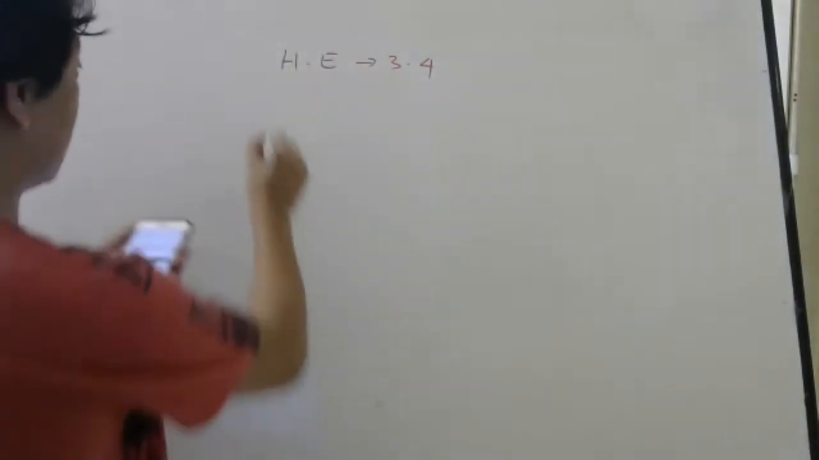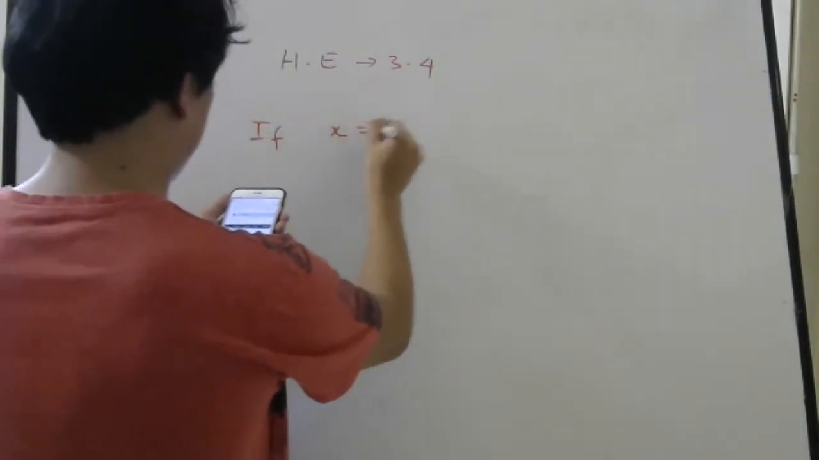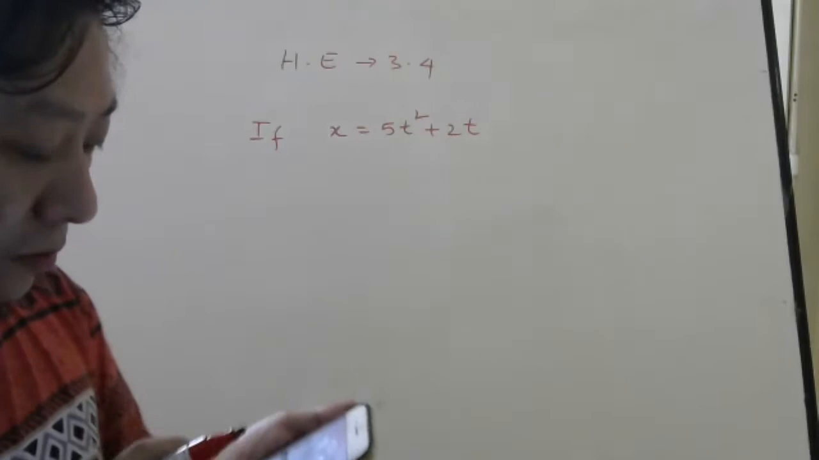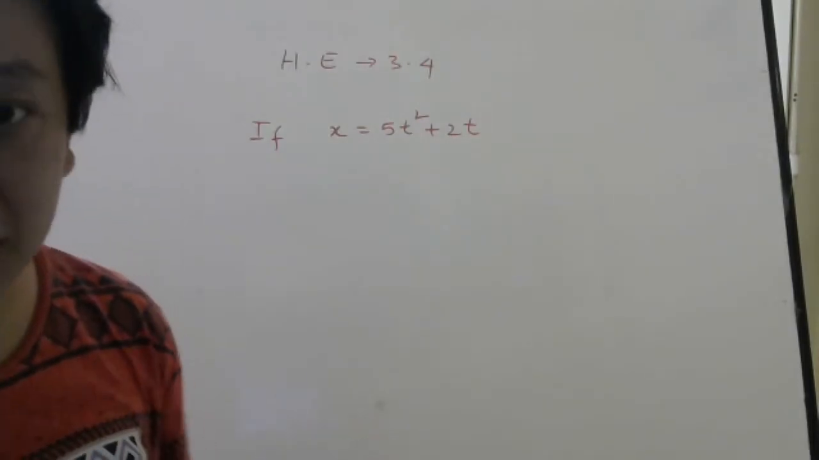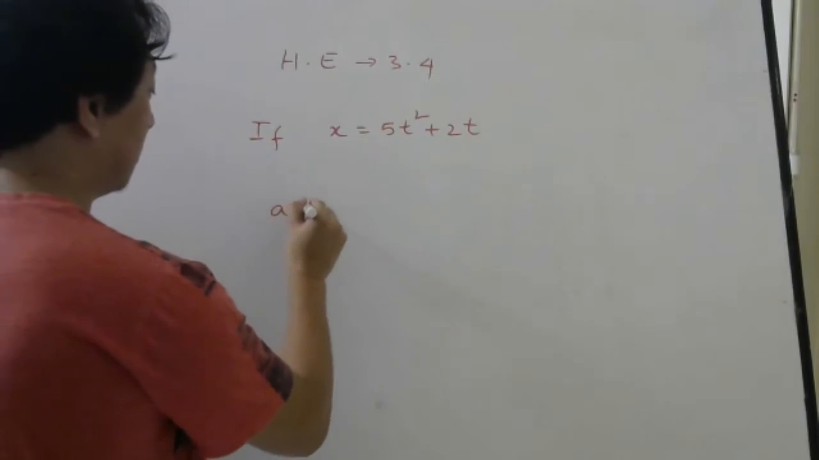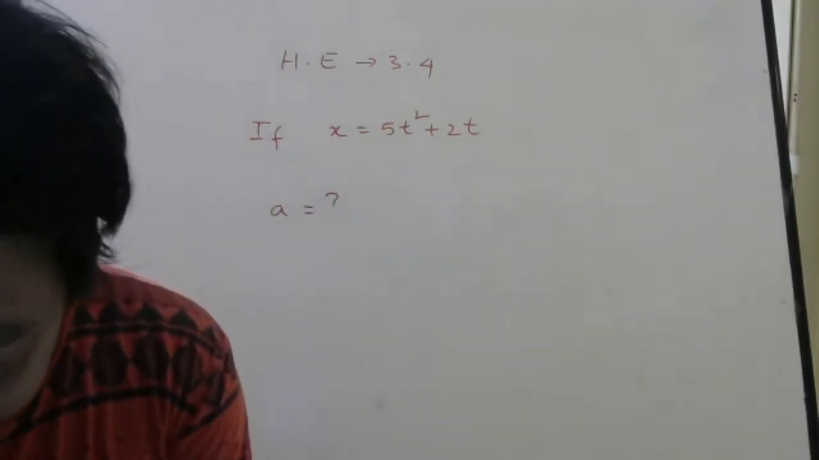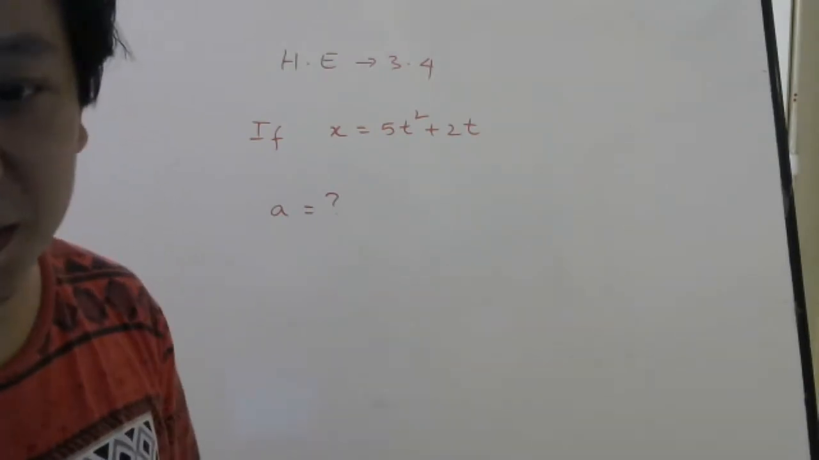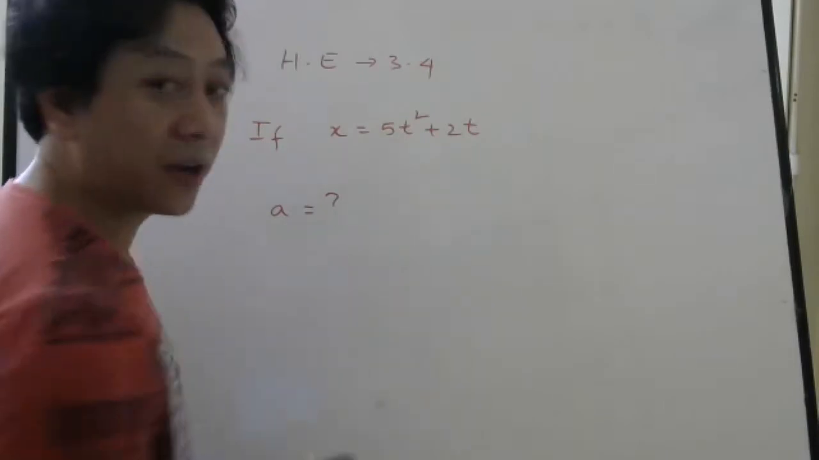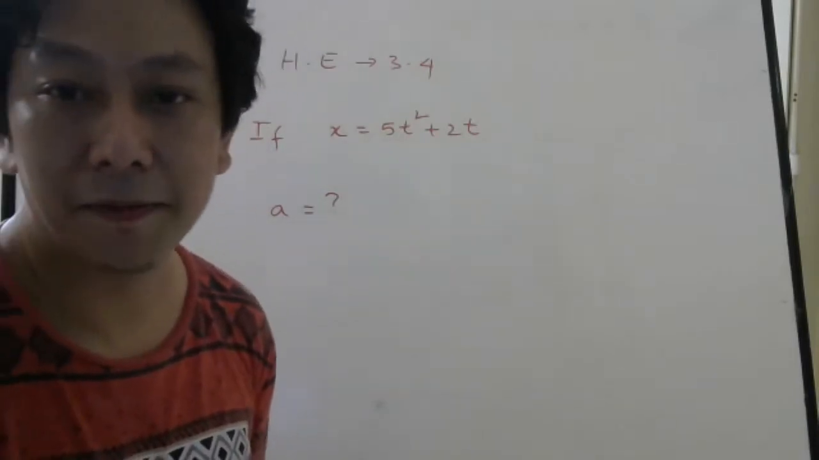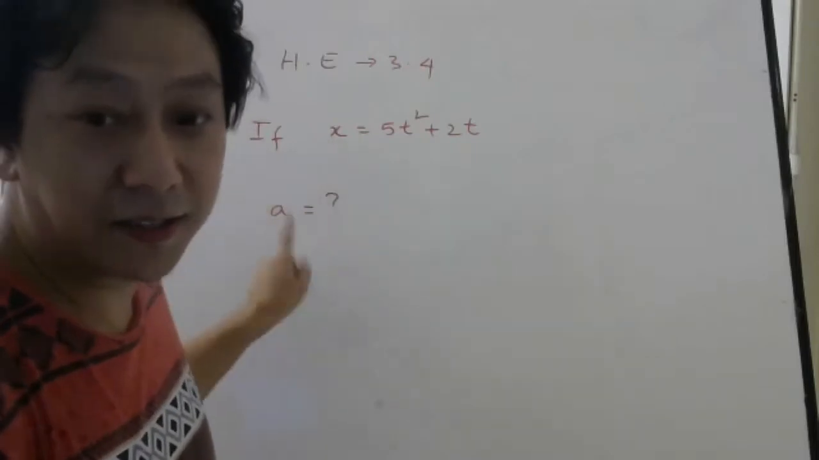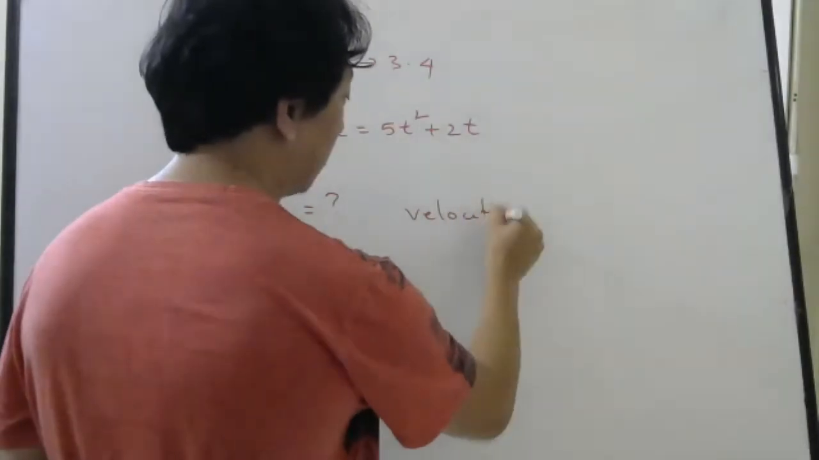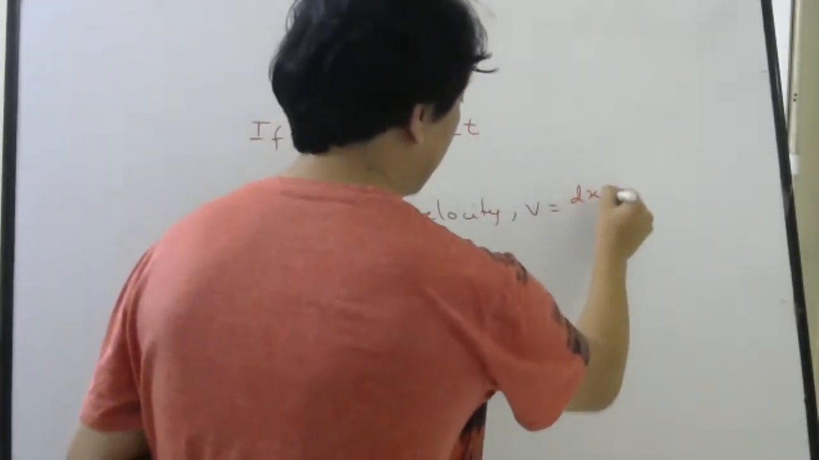If x is equal to 5t square plus 2t, find its acceleration. At what time? They have not mentioned the time. Okay, so we will see how much the acceleration will be. So first, before finding acceleration, what should we find first? From position, I cannot directly find acceleration. So first find velocity. Channa, please look carefully, okay? So velocity will be dx by dt.